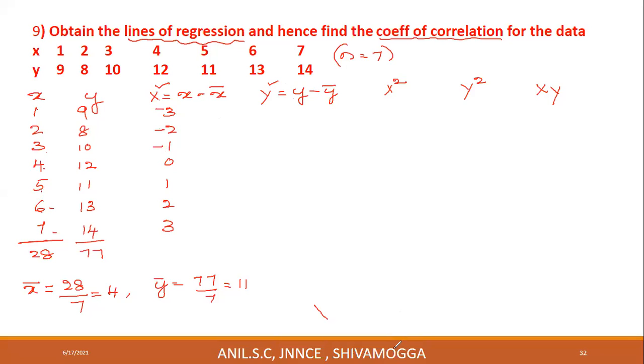Y bar is 11. 9 minus 11 is minus 2. 8 minus 11 is minus 3. 10 minus 11 is minus 1. 12 minus 11 is 1. Next 0, 2, 3.